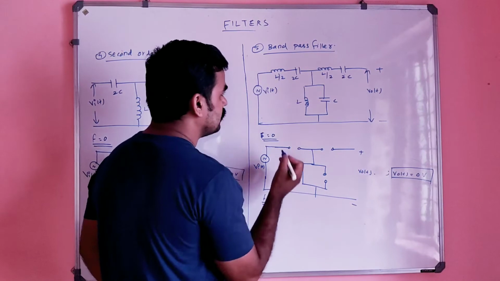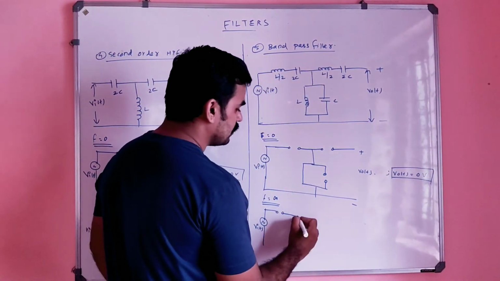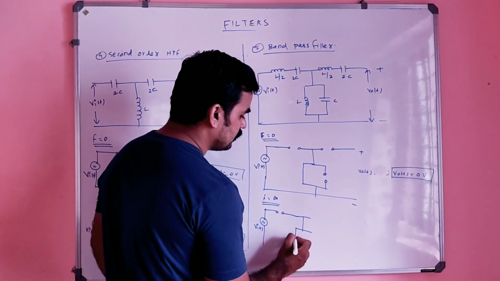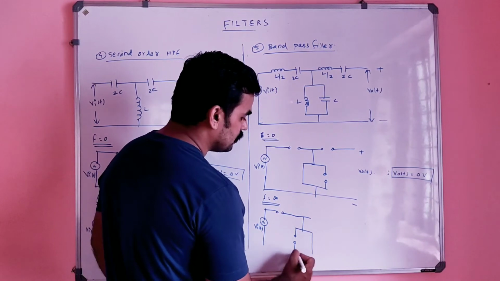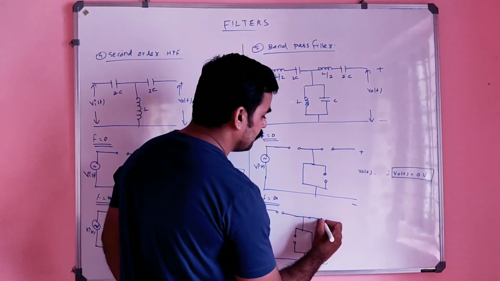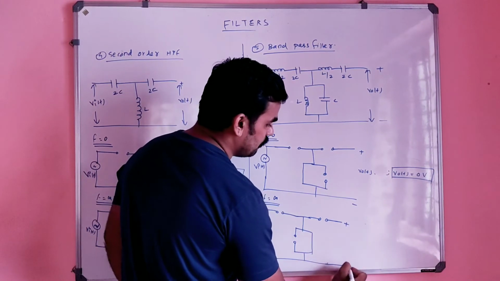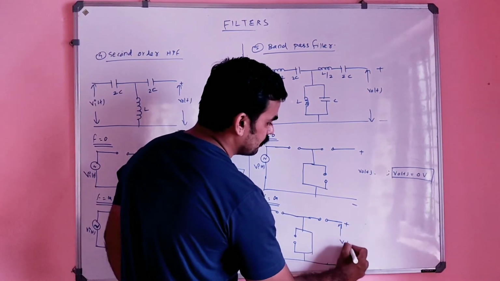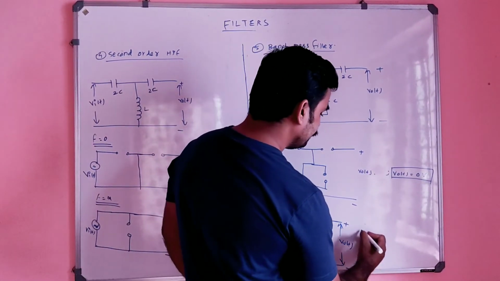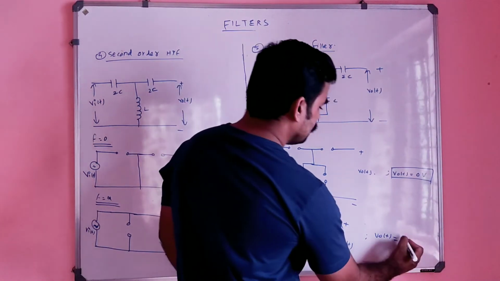F is equal to infinity means this will be infinity resistance, so this will be open circuited and capacitor will be short circuited. Here also inductor will be open circuited, capacitor will be short circuited, and here also inductor will be open circuit and capacitor will be short circuit. So this will be the answer. So we can say that V0 of t is again 0 volt.